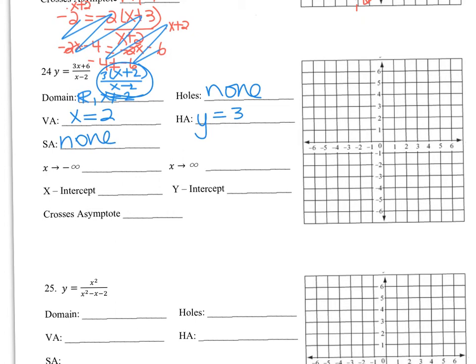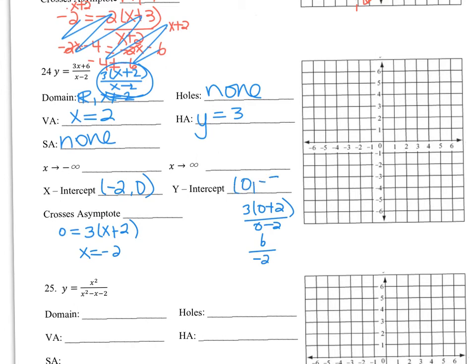My x-intercept, 0 equals, it's just the numerator, so x equals -2. It's just the numerator because the denominator, when you multiply it by 0, is going to be 0. My y-intercept, if I plug in 0 for x, I have 3 times 0 plus 2 over 0 minus 2. So I have 3 times 2, which is 6, over negative 2. So my y-intercept is negative 3.